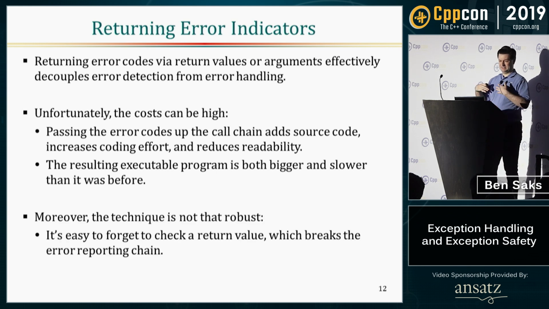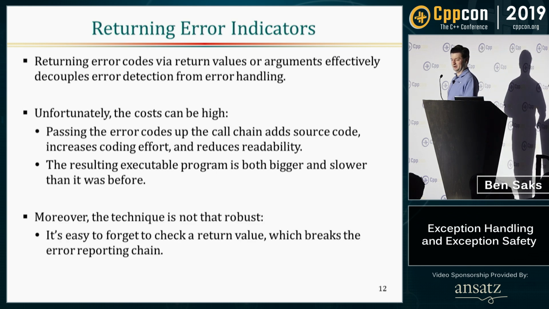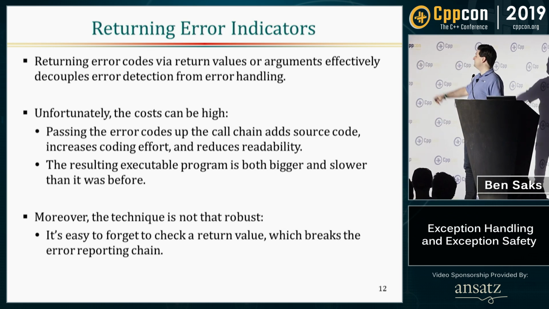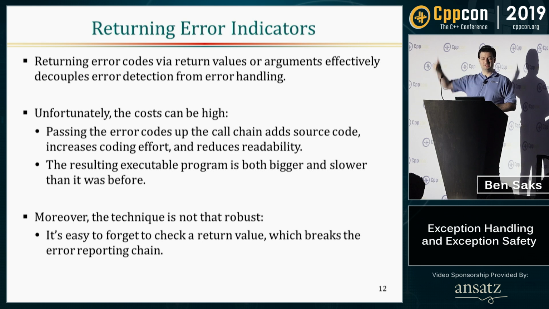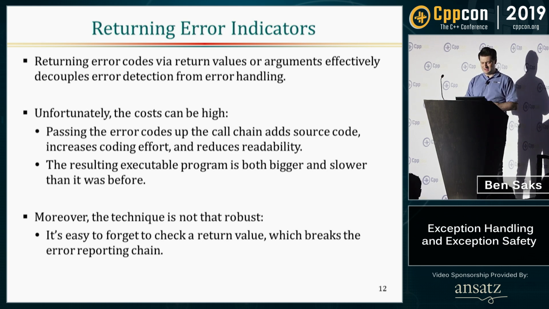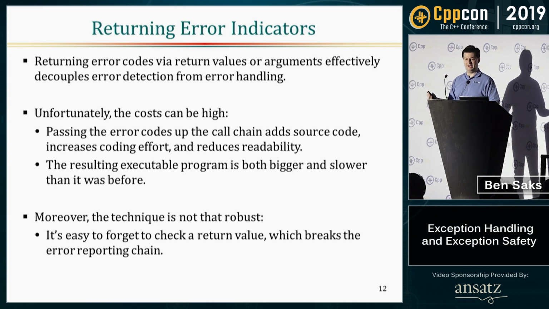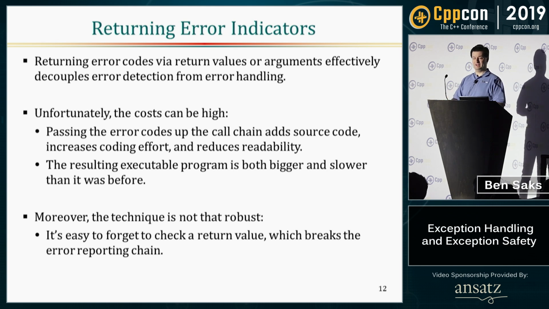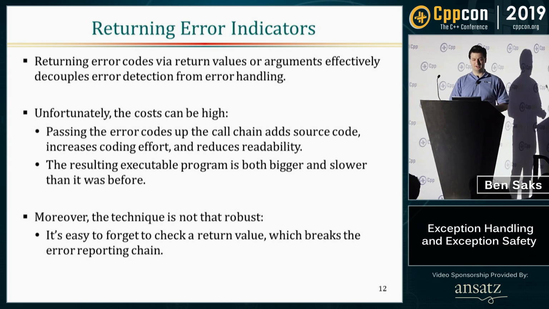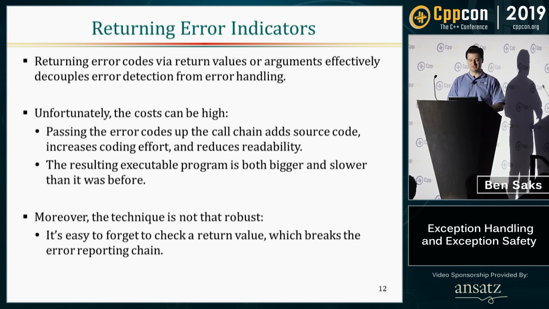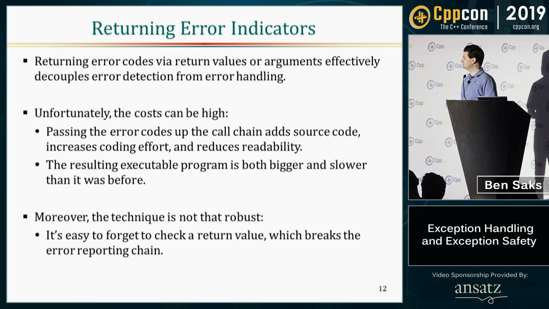It's also kind of fragile because anywhere in that chain, if I forget to check for a return value and pass it on to my caller, then the whole chain breaks down and failures go unreported and my program does something weird as a result. And we get the joy of debugging it through some complicated process.